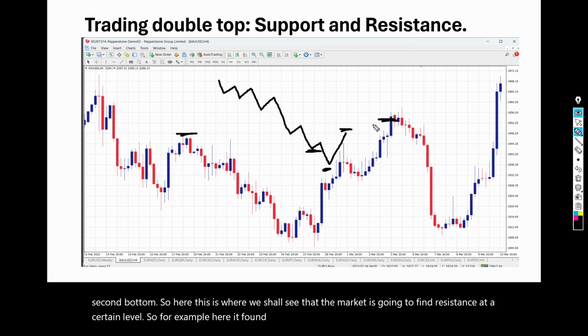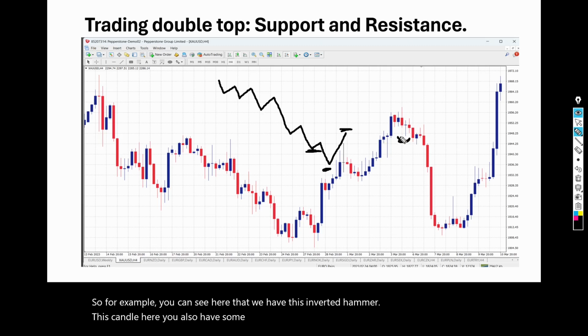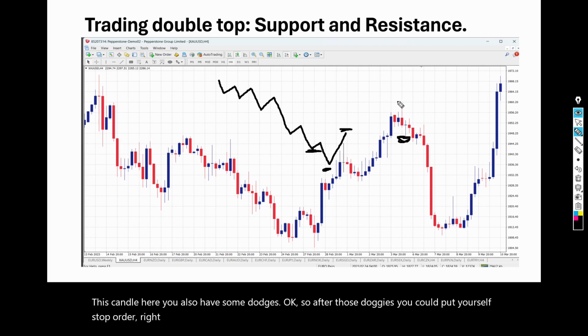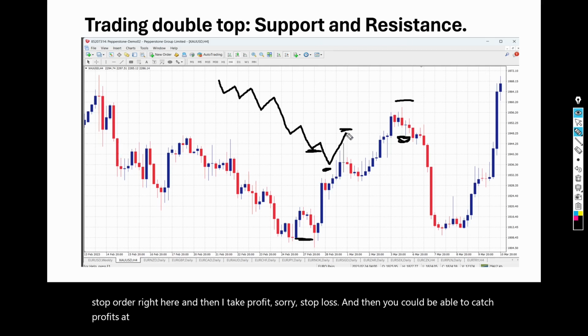So we are looking for a candlestick pattern. For example, you can see here that we have this inverted hammer, this candle here. You could also have some dojis. Okay, so after those dojis, you could put your sell stop order right here, and then the stop loss, and then you could be able to catch profits at this level of support. So you're expecting that the market's going to come and drop to create a second level.